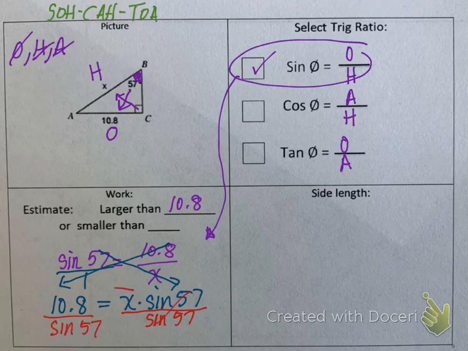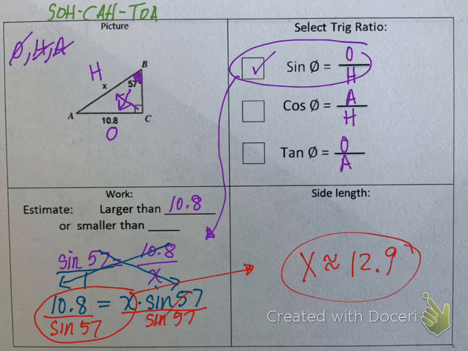So x is isolated. Here's my answer in fraction form, but we're going to type this into a calculator. So I would type in 10.8 divided by sine of 57, equals, and I get approximately 12.9 if you round to the nearest tenth, and that is larger than 10.8, so we're good to go.